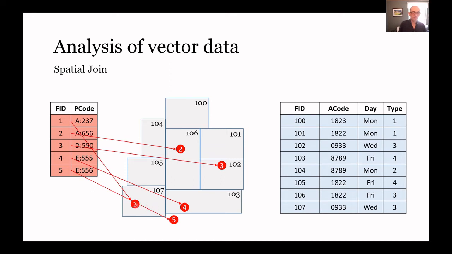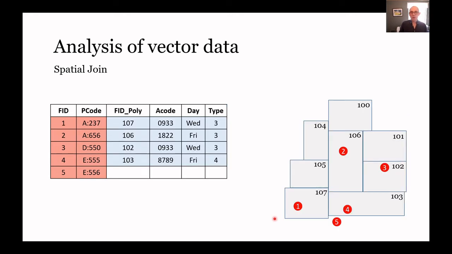There's no common key. But what they do have is this spatial connection. We can see that we can join them spatially because 1 is within 107, 2 is within 106, and so on. So we can connect them spatially. We see that that is in there. That these points can inherit qualities, or these polygons could inherit qualities from the points.